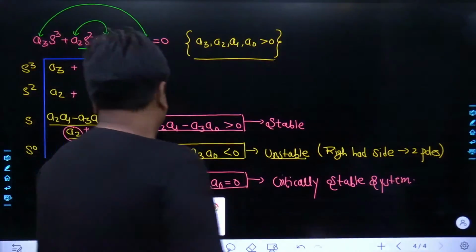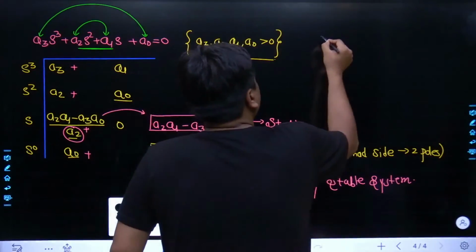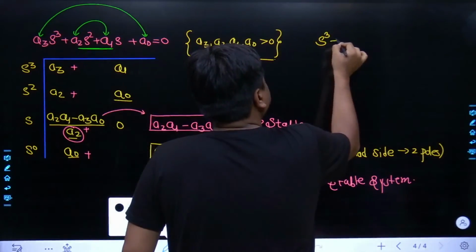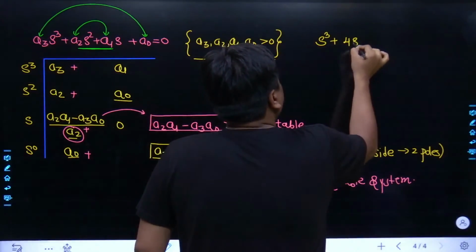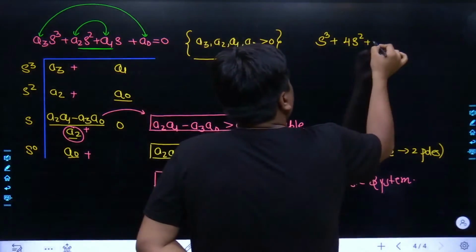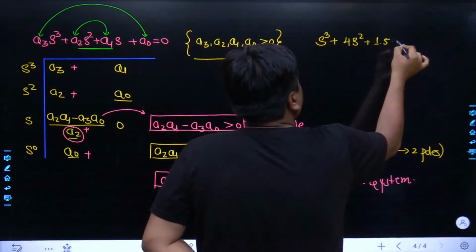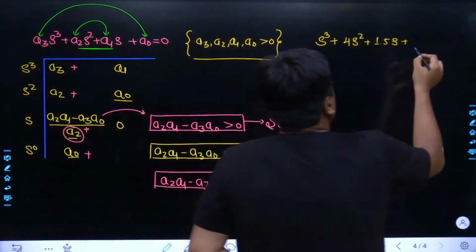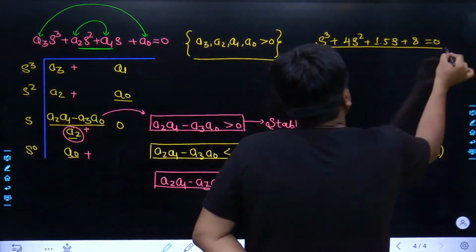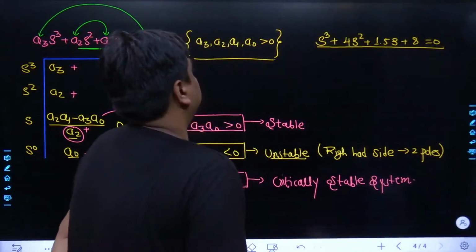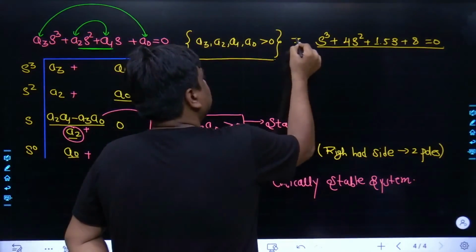So let me do one thing. Let me take a problem. Here we have a cubic equation s cube, plus 4s square, plus 1.5 times s, plus, let's take 8, equals 0. Tell me whether it is a stable system or an unstable system. It is the first question for you guys.